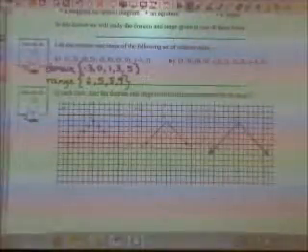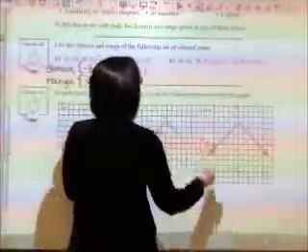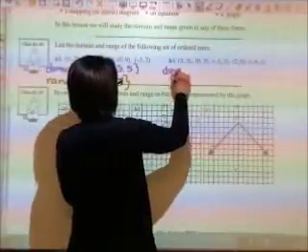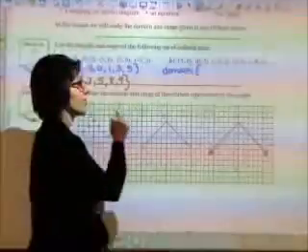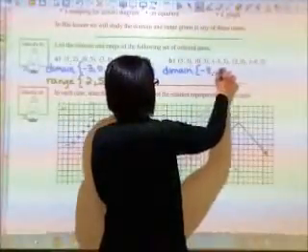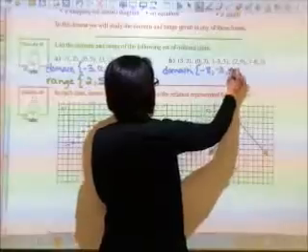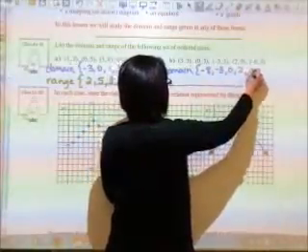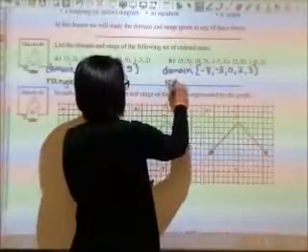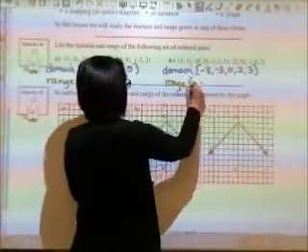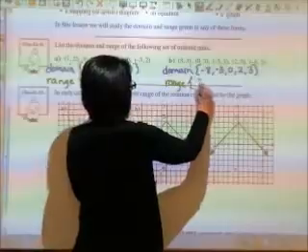Okay, so if I look at B, what is the set of the domain of B? -8. 0. 2. Okay. And the range would be what set of numbers? 3 and 9.